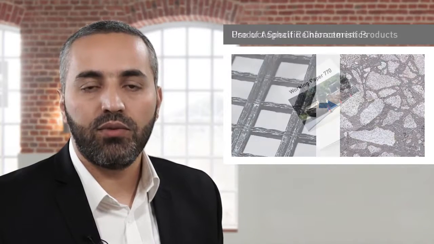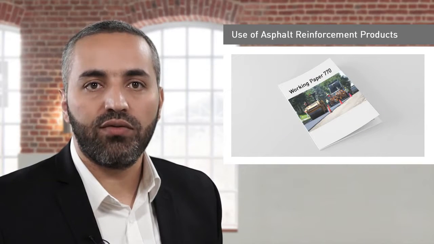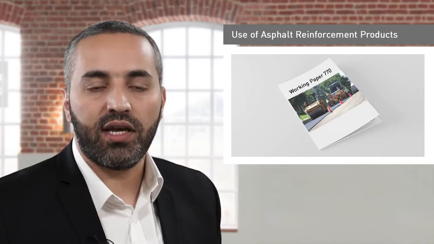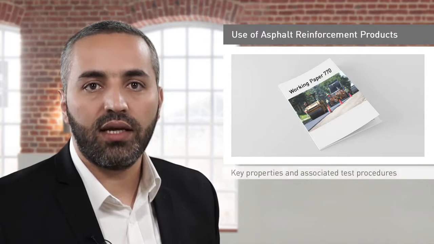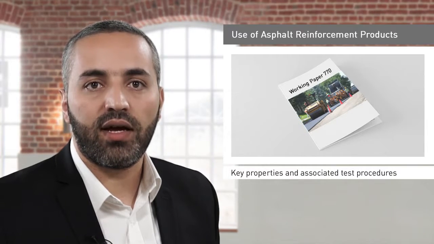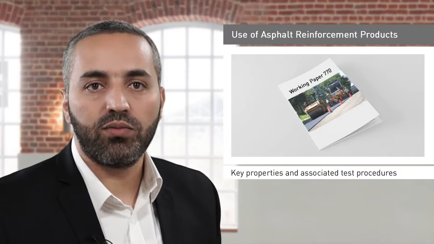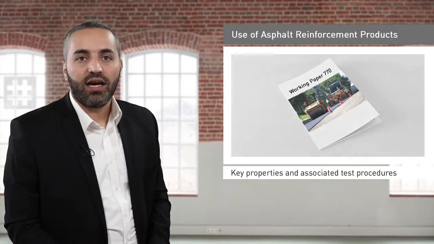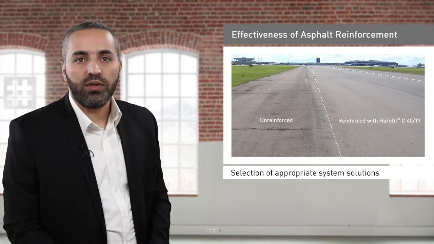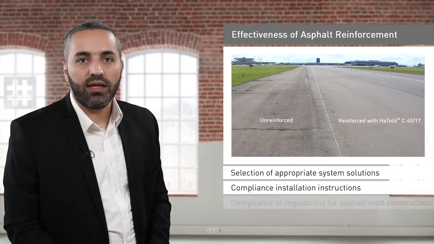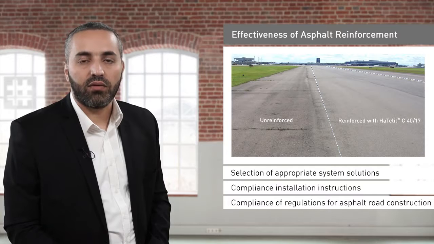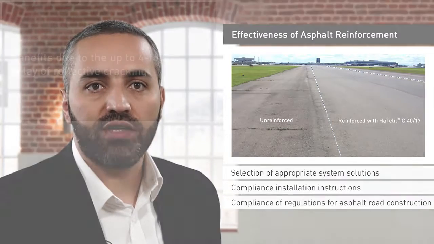Working Paper 770 on the use of non-wovens, grids and composites in asphalt road construction, issued by the German Road and Transportation Research Association, FGSV, summarises the key properties and associated test procedures for the use of asphalt reinforcement products in pavements. Selection of the appropriate system solution and compliance with the installation regulations and guidelines for asphalt road construction are crucial in ensuring the proper performance of asphalt reinforcement.